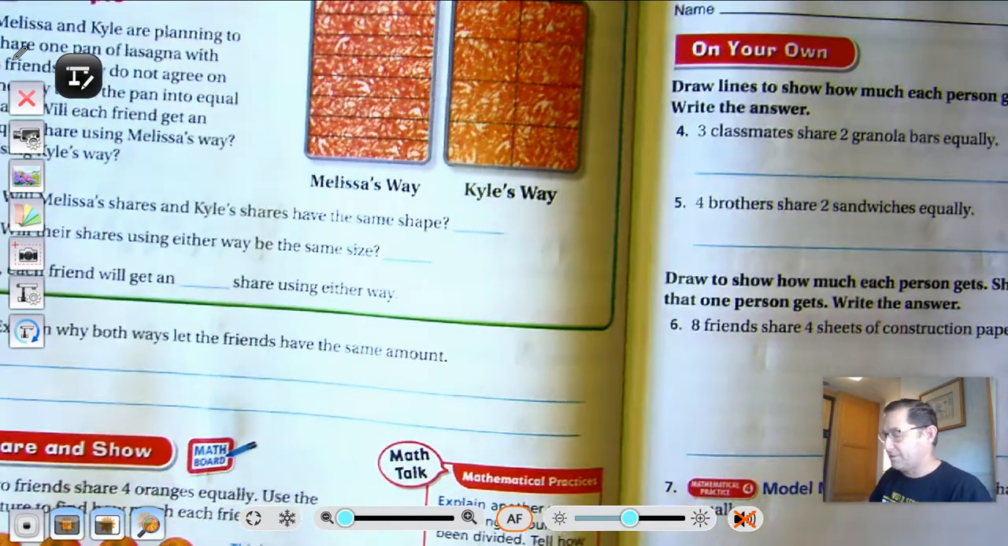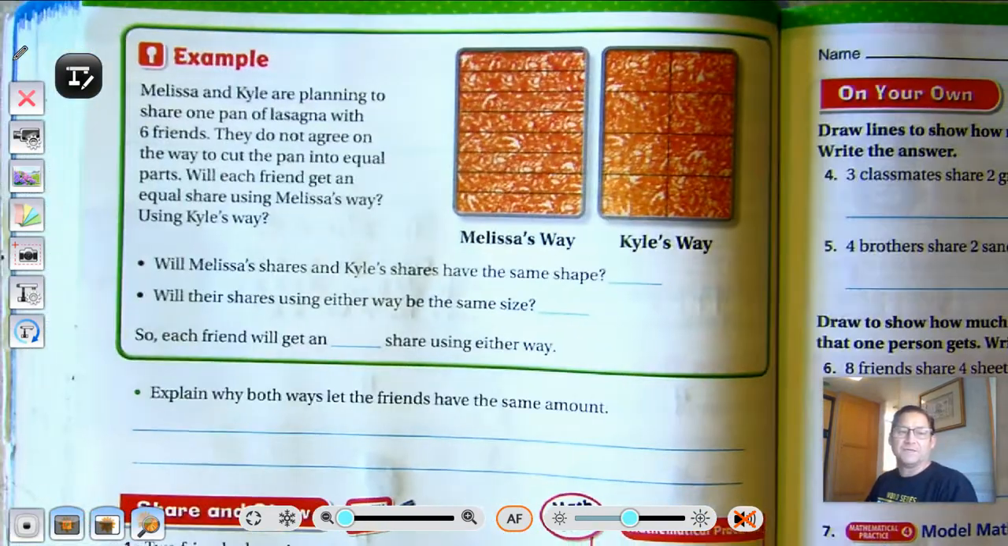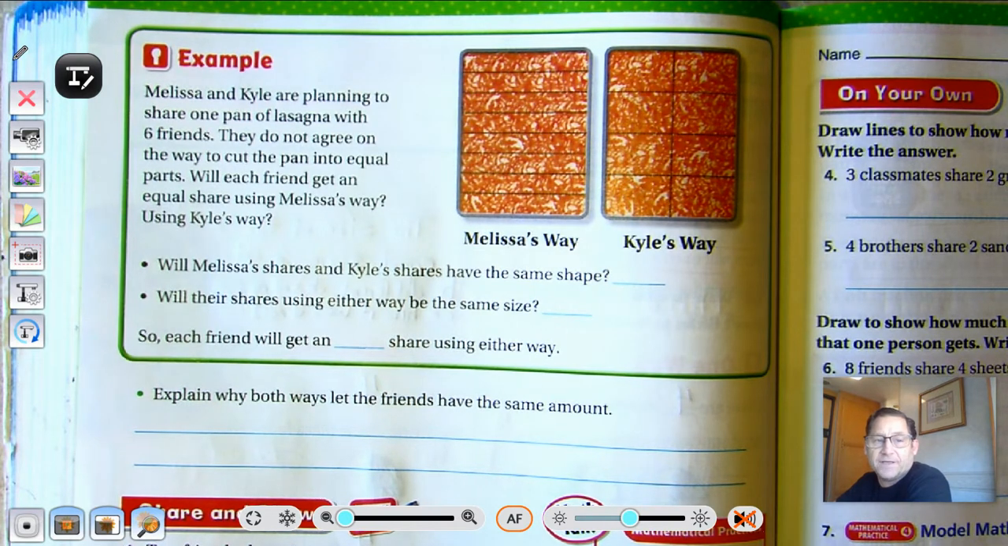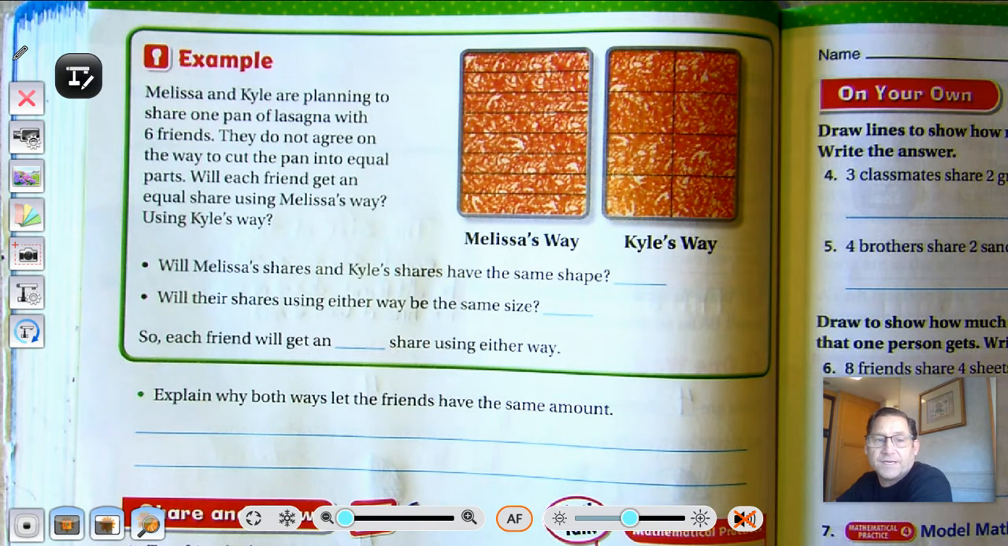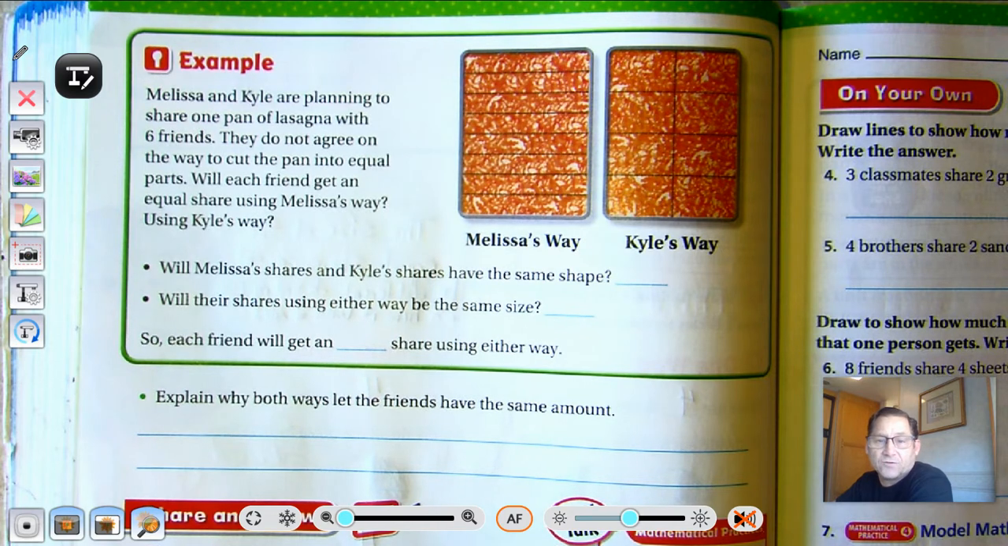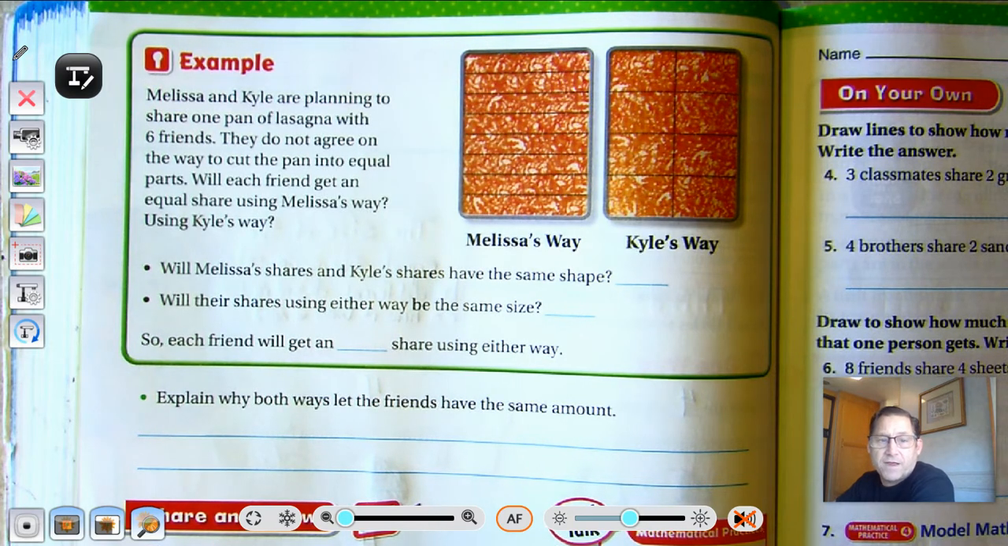All right, let's look at 326. Melissa and Kyle are planning to share 1 pan of lasagna with 6 friends. They do not agree on the way to cut the pan into equal parts. Will each friend get an equal share using Melissa's way? Using Kyle's way? Yeah, they're just different shapes. Will Melissa's shares and Kyle's shares have the same shape?